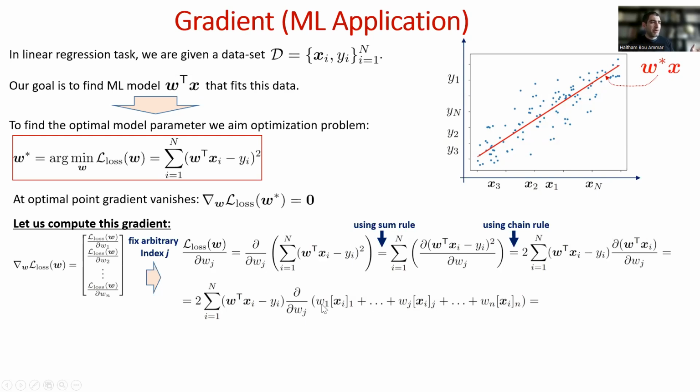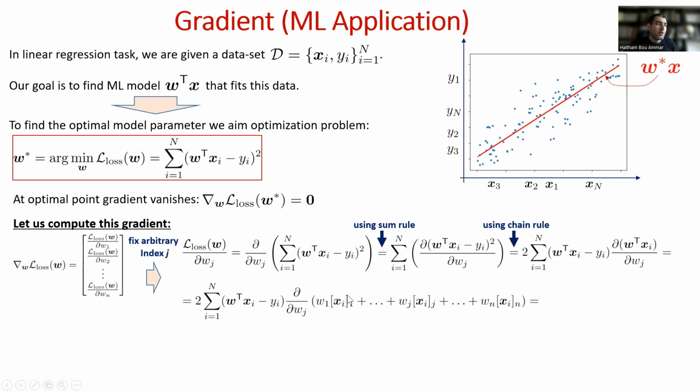Well, in order to do that, we need to recall what the scalar product is. The scalar product between vector W and vector xi is basically the sum of the products of the corresponding components of these two vectors, right? So we have W1 multiplied by xi1 plus W2 multiplied by xi2 and so on plus Wn multiplied by xin. But we need to take the partial derivative of this sum with respect to only omega j, only with respect to the jth component.